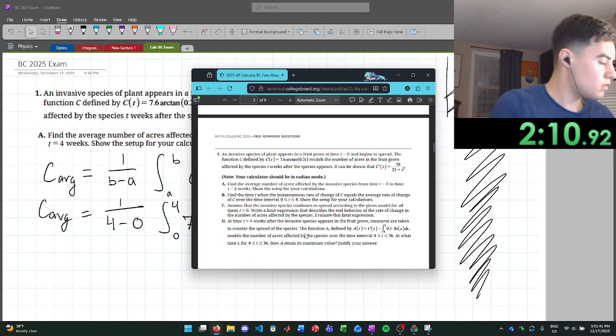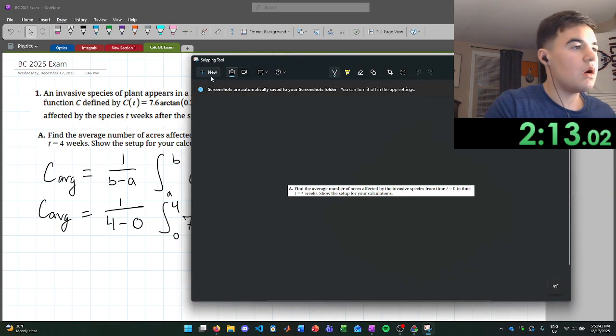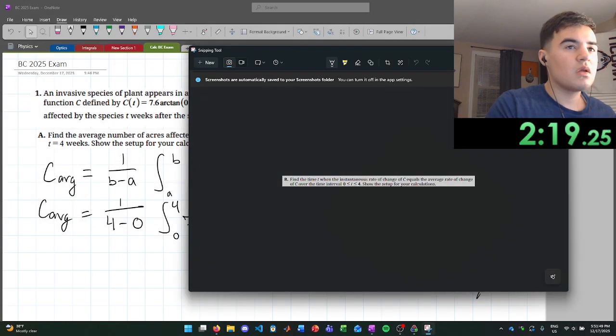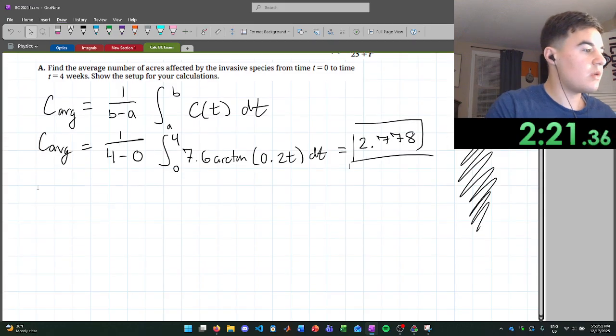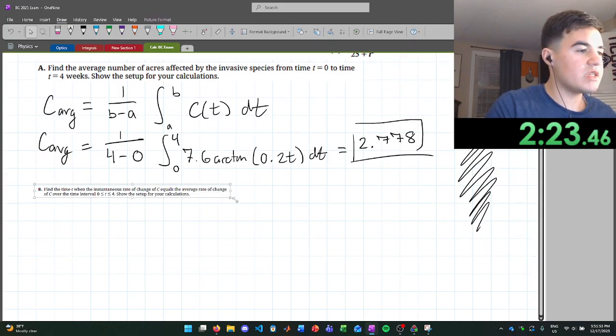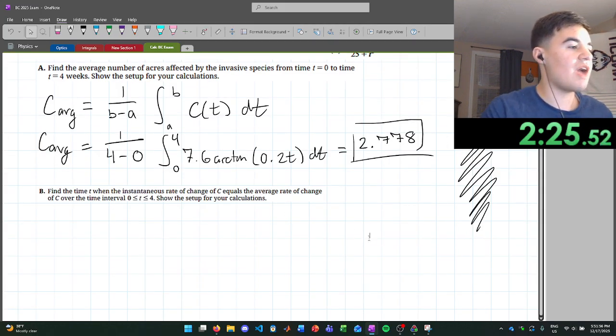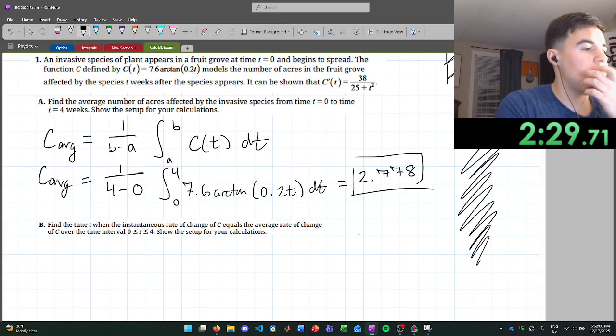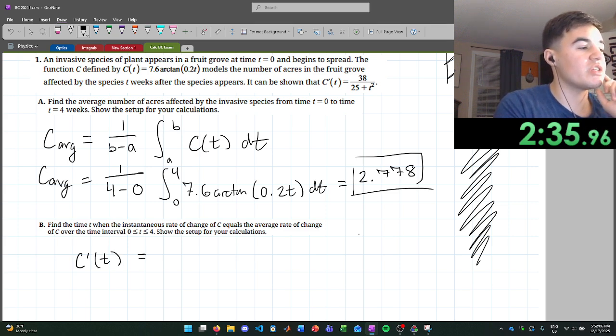Question two. I think it's Windows Shift S or something. I'm not certain. This one is find the time when the instantaneous rate of change of c equals the average rate of change of c. This is an interesting question, I guess. So we want the instantaneous rate of change of c, so c prime of t is equal to the average rate of change over the time interval.